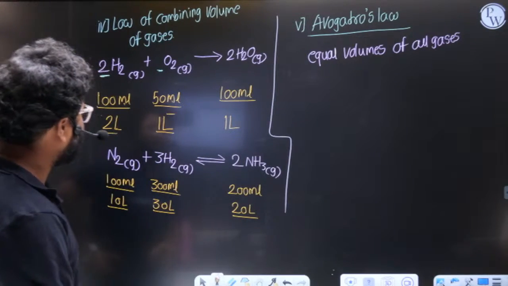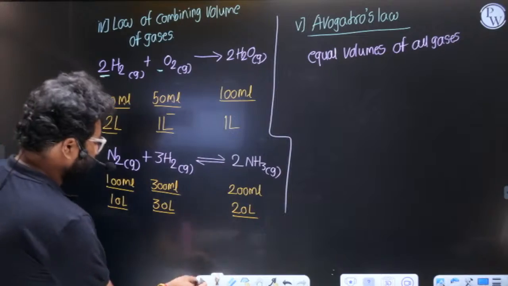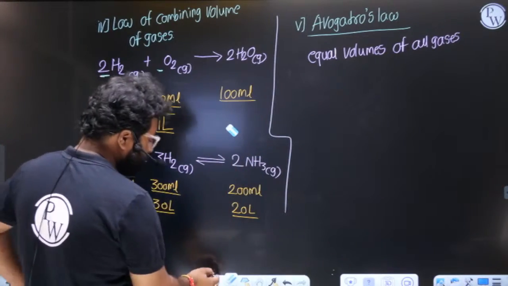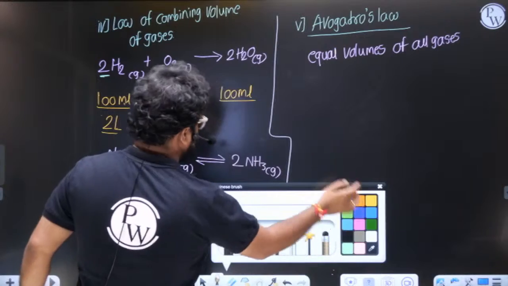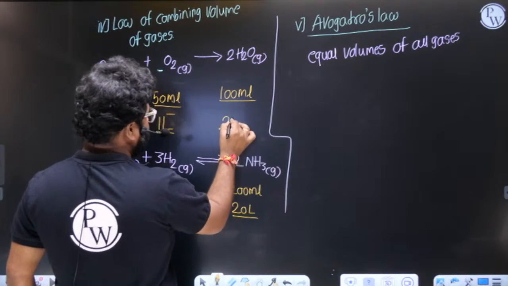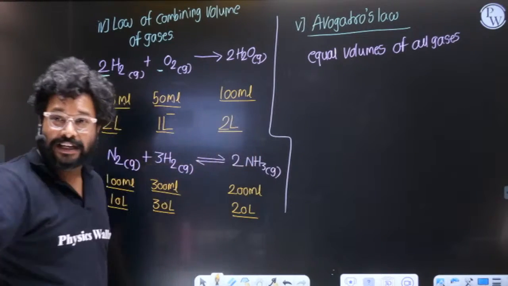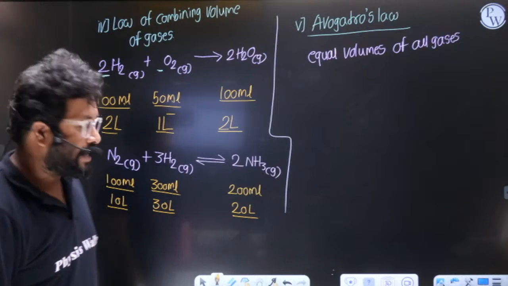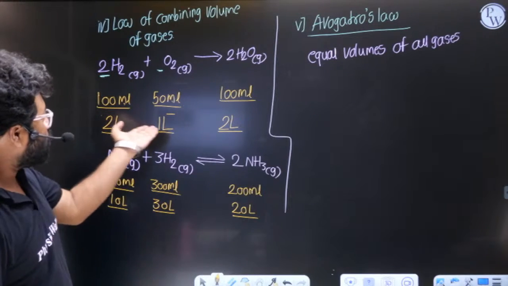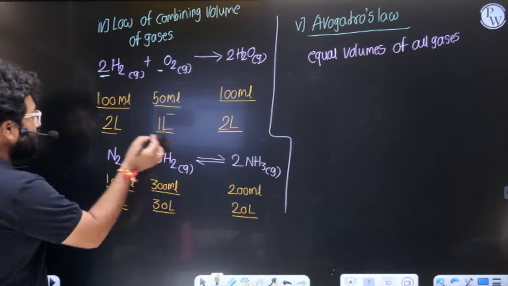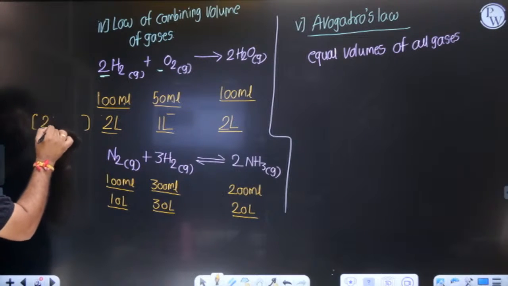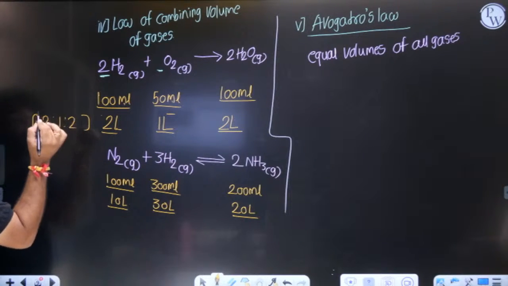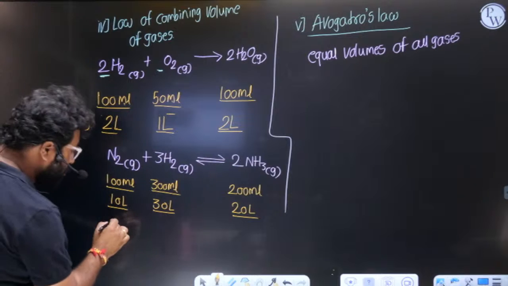Oh, sorry, my bad. Here you need to write 2 liters only. Yes, beta. This is clear now. 2:1:2. So basically here, they were actually mentioning the ratio. Look at the ratio, 2:1:2. Similarly here also, look at the ratio.